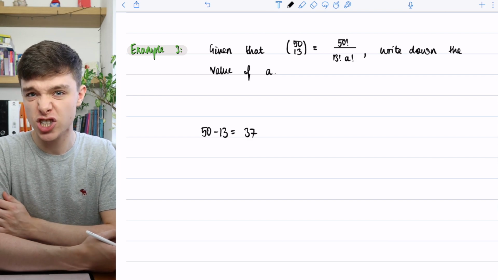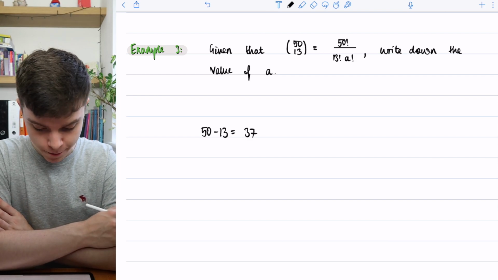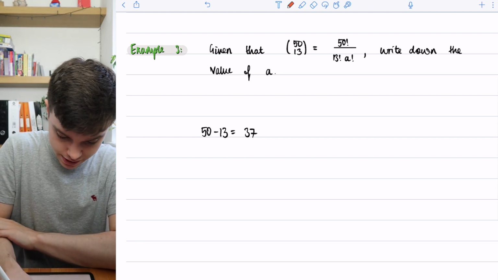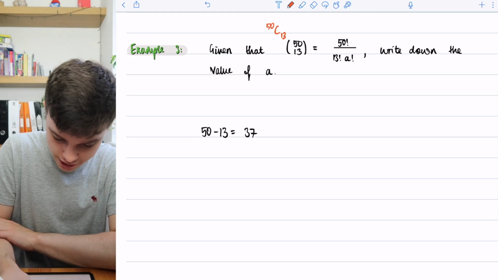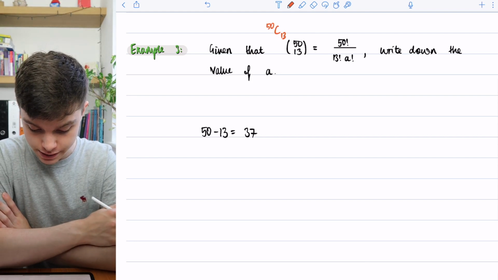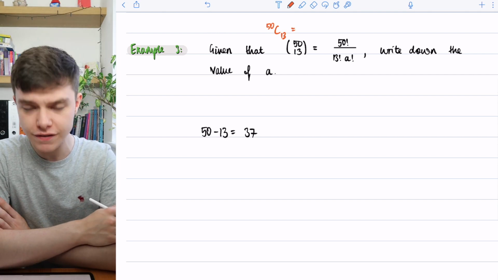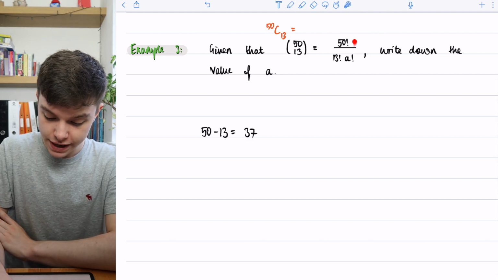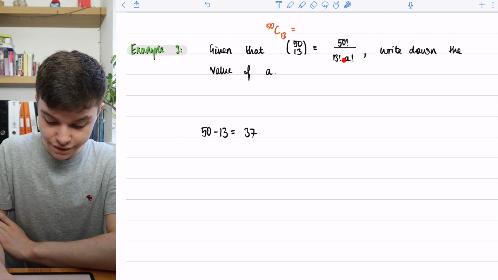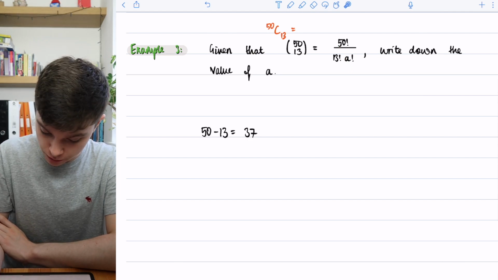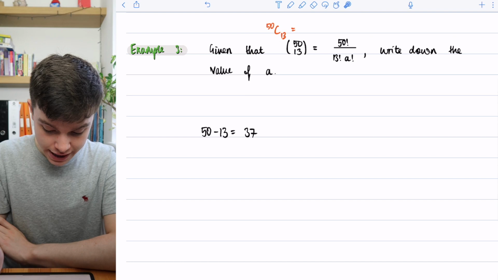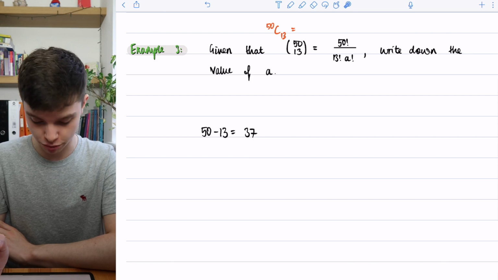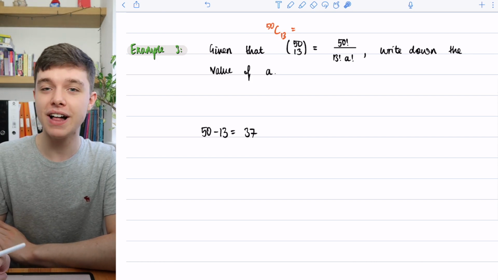This is a little bit different, and actually it's quite easy, so I would pause and have a go. It says, given that 50 choose 13, and remember this could have been written as 50 choose 13 with the C notation, but it's been written in the brackets, so 50 choose 13 in the factorial definition is equal to 50 factorial divided by 13 factorial times a factorial. We're just being asked to write down the value of a. I've already got the answer on the screen, since I didn't rub it out when I went through the examples.